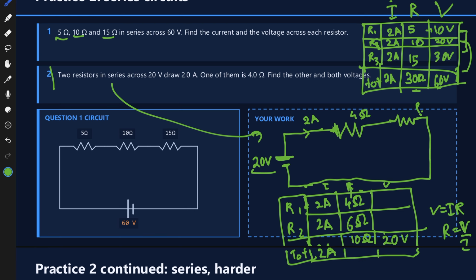You can multiply both here to give the voltage because it's I times R, right? V1 for R1 is 2 amps times 4 ohms, 8 volts. V2 for R2 is 2 amps times 6 ohms, or 12 volts. Both of these add up to give you 20.